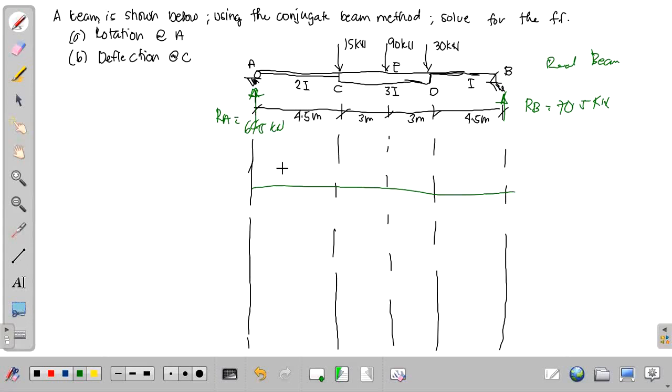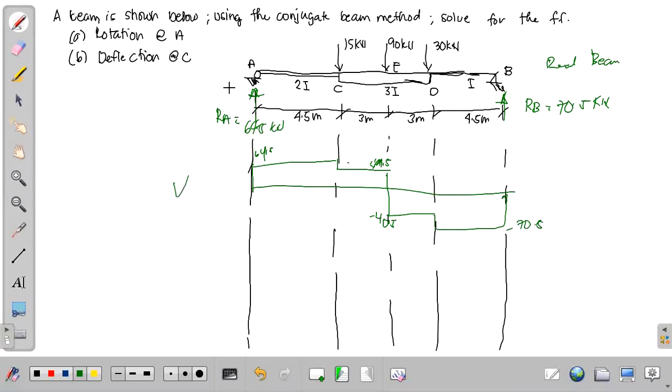draw our diagram using the relationship of load, shear, and moment. So pataas na 64.5. Then minus 15. Ilan pag minus 15? 64.5 minus 15, that is 49.5. Okay? So 49.5 minus 90 is equal to negative 40.5. Negative 40.5 minus 30 is equal to negative 70.5. Okay? So this is our shear.